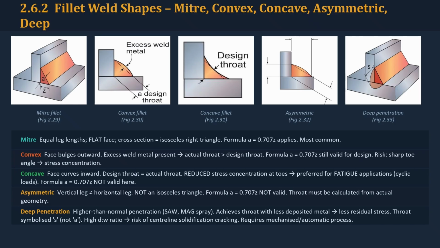The final configuration is the deep penetration fillet weld. Here, increased penetration contributes to the effective throat without requiring the same amount of deposited surface weld metal. The presentation identifies the throat using the symbol S for this configuration. Deep penetration fillets can be produced using suitable high-productivity welding processes and controlled parameters. However, deeper penetration and a high depth-to-width ratio can introduce metallurgical risks, including increased susceptibility to centerline solidification cracking under certain conditions. The inspector therefore needs to understand not just the weld size, but the relationship between weld profile, penetration, and the qualified welding procedure.